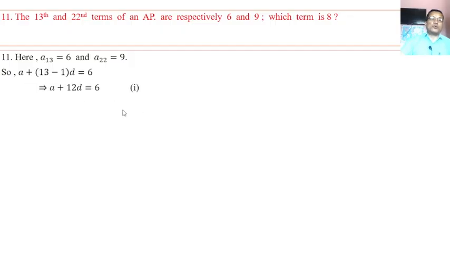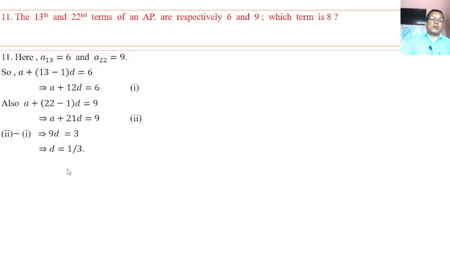Solving, we get equation 1 consisting of two unknowns A and D. Similarly for A22 equal to 9 we have this equation 2. From 1 and 2 we have to solve for A and D respectively. Equation 2 minus 1, we get 9D equal to 3. D gives the value 1 by 3.